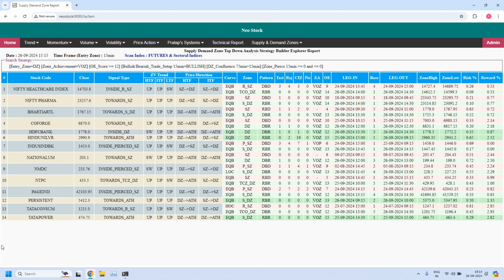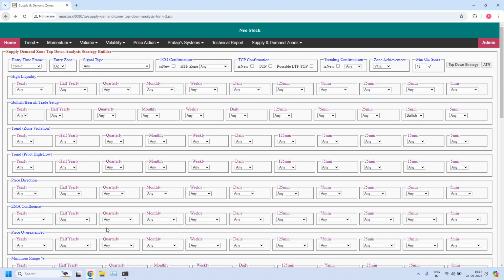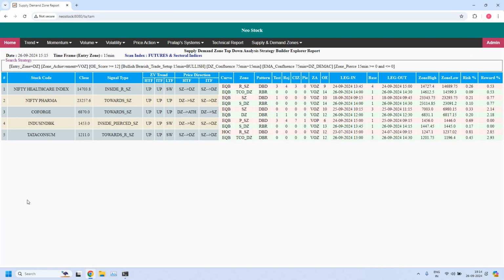If any of those 75 minute zones are having daily EMA confluence, it's a high probability setup. So in the EMA confluence, 75 minute time frame, I am enabling the filter for 75 minute demand zone with daily EMA confluence. Let's verify. 5 stocks are filtered. All these 5 stocks are 75 minute demand zones, where the 15 minute demand zone is part of the 75. That 75 minute zone is having daily EMA confluence. So we can consider these stocks as high probability setups.